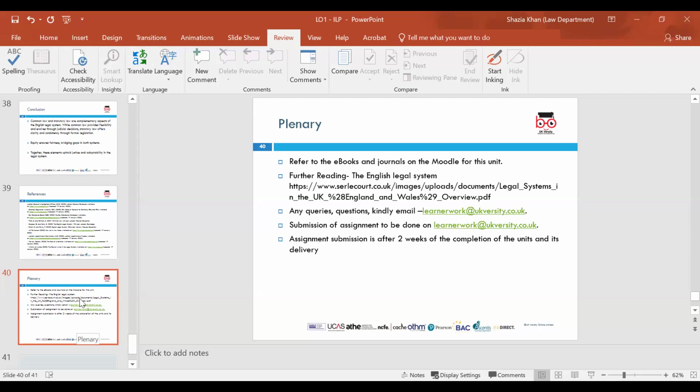Email learnerwork@ukvarsity.co.uk, and submission of the assignment would be done on the same link, learnerwork@ukvarsity.co.uk. But don't worry about that, because that's after the assignment discussion session. You've got 2 weeks after you've completed the unit to do the assignment, okay?